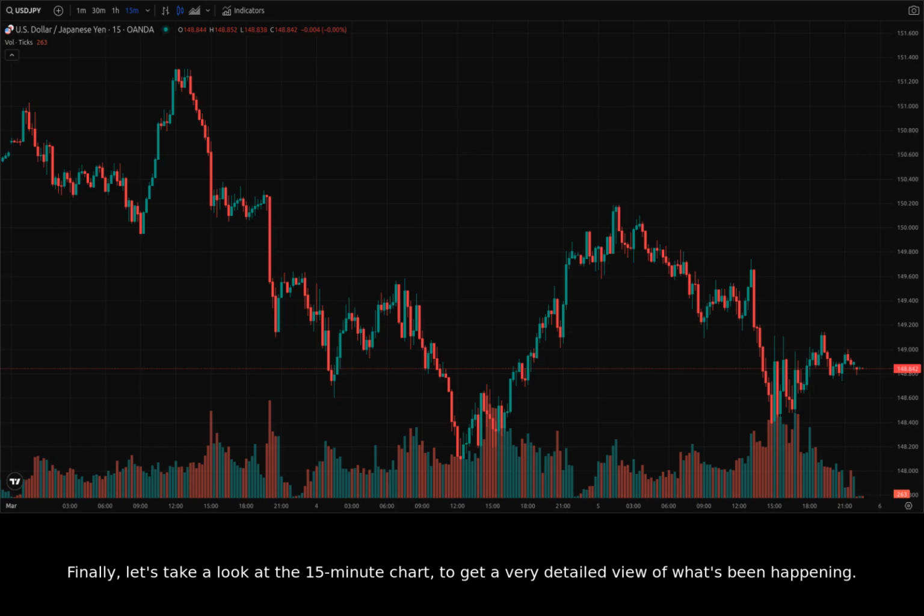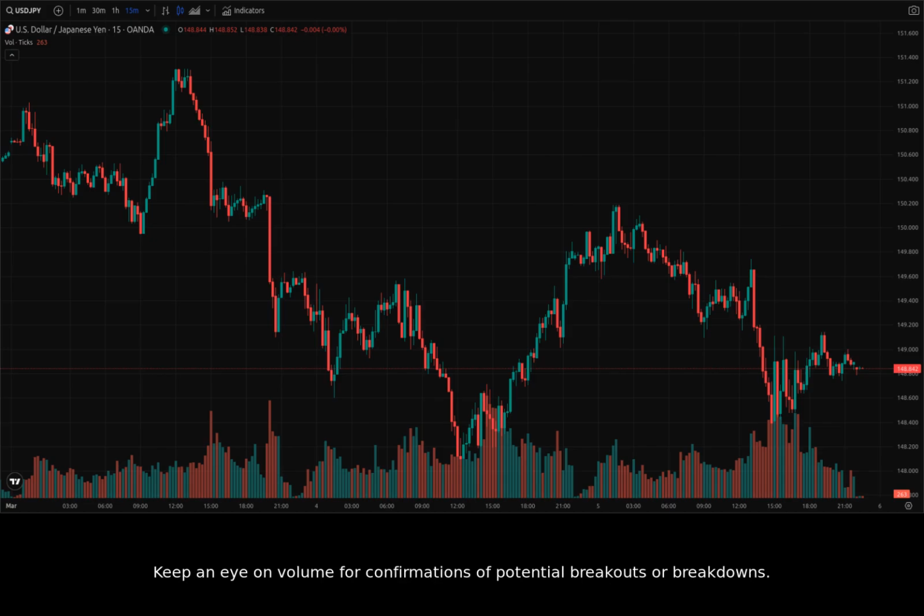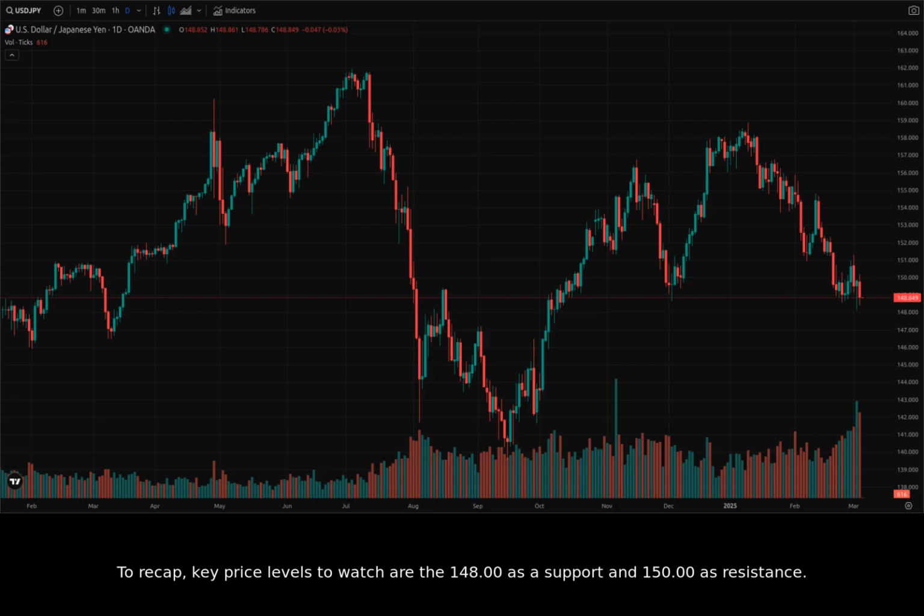Finally, let's take a look at the 15-minute chart to get a very detailed view of what's been happening. The 15-minute chart shows increased volatility and choppy price action, making it difficult to predict the immediate direction. As UB said, the outlook is unclear. Keep an eye on volume for confirmations of potential breakouts or breakdowns. Right now, the price action is hovering around the 149.25 level.